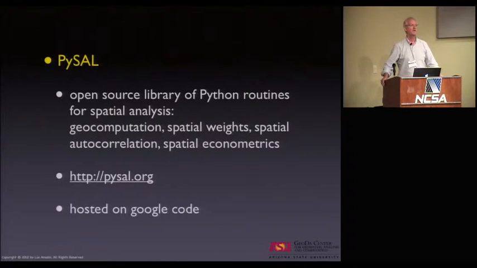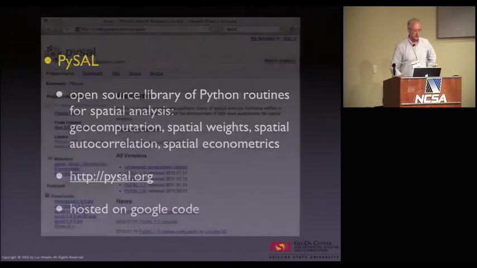Just to give you a few words of background about PySAL, it's an open source library of Python routines for spatial analysis, and it's a growing library. It includes some basic geocomputation, and then a lot of things that are really pulled out of our experience of 15, 20 years of developing various pieces of spatial analysis software, things like spatial weights, spatial autocorrelation statistics, spatial econometric regression methods, estimation methods. There's a website, the code is open source, it's available, anybody can look at it. It's hosted on Google Code.